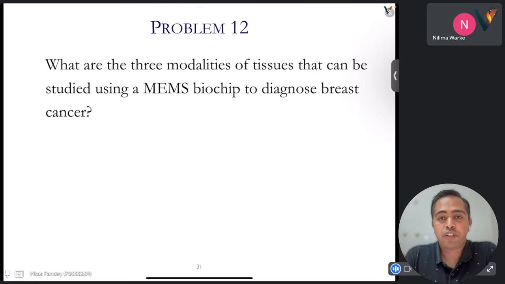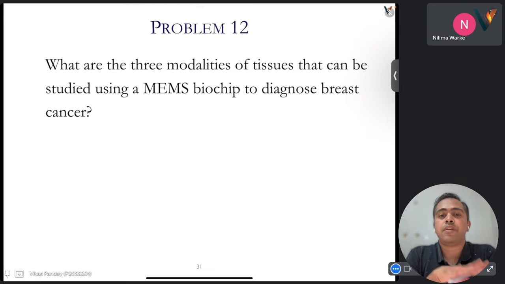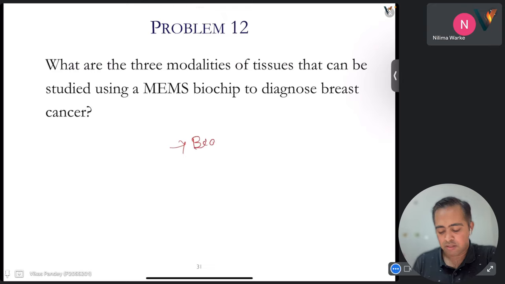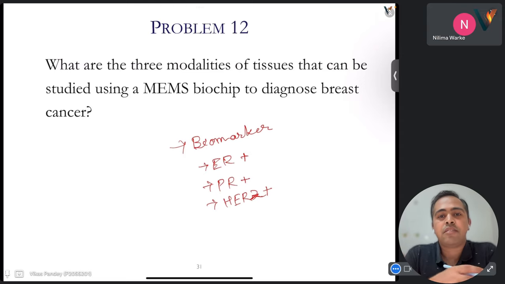What are the three modalities of tissues that can be studied using a MEMS biochip to diagnose breast cancer? As discussed in class also, the basic modality used to detect breast cancer tissue is using biomarkers. There are three biomarkers we were using: ER positive, PR positive, and HER2 positive. Along with this, what other things can we use to detect cancer tissue, which we can detect using the MEMS based sensor? Any idea?